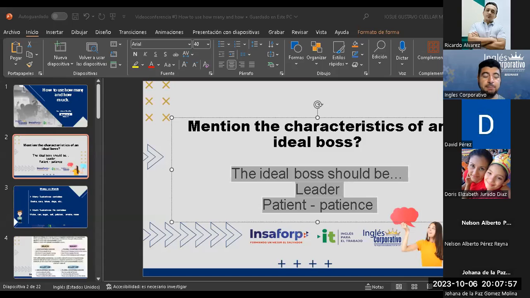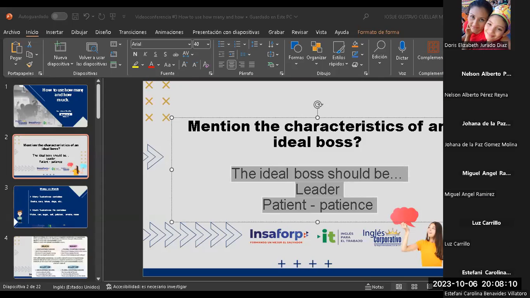Ok, this is an example. I need you to text it, and then we're going to listen to some of your opinions. Remember that we have different points of view. Tenemos diferentes puntos de vista. And that's something interesting, ok? So, go ahead. Adelante.